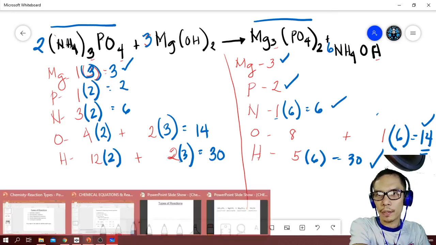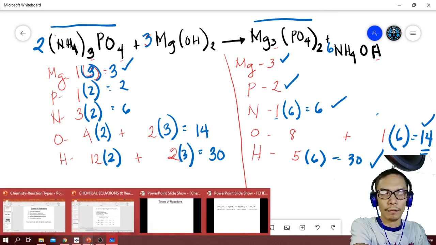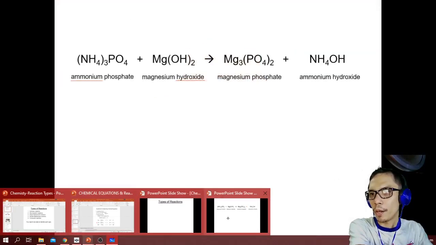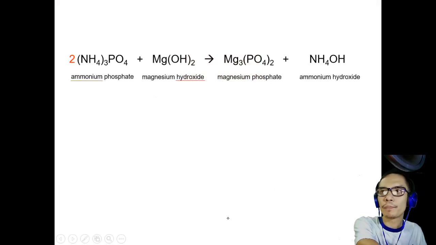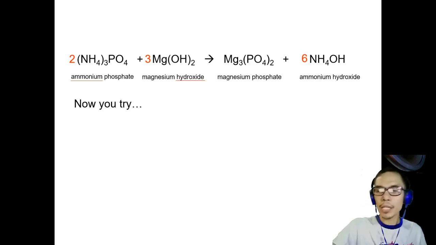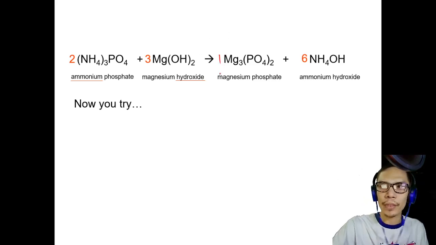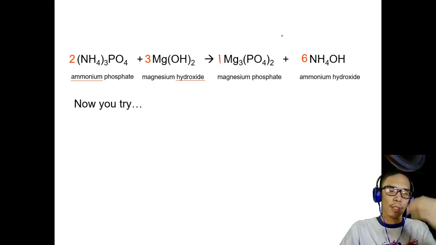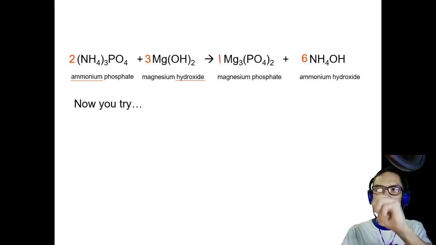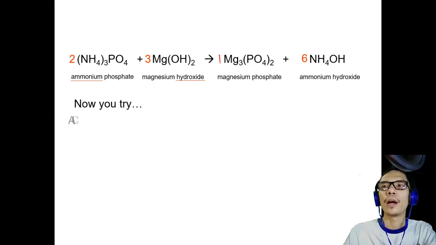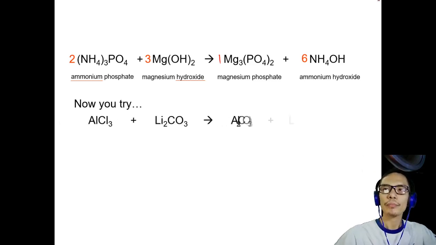So let's see if we are correct. There you have it. So far we are correct. It means this one is 1, so you don't need to put 1 there. Just to emphasize, just leave it blank. It is understood as 1.